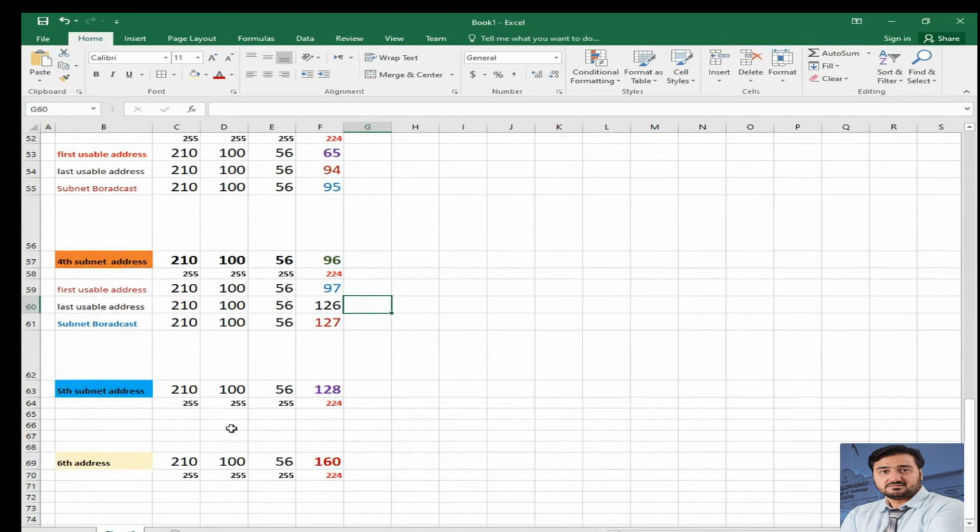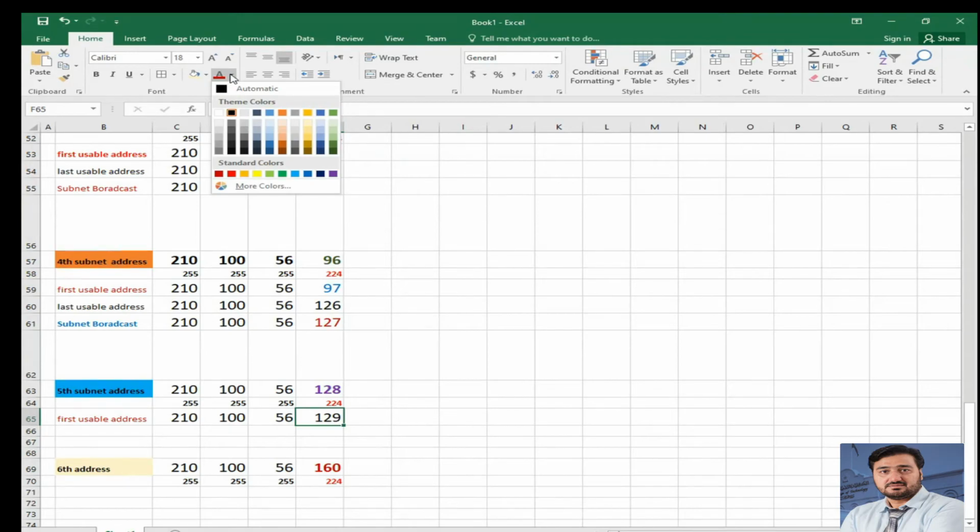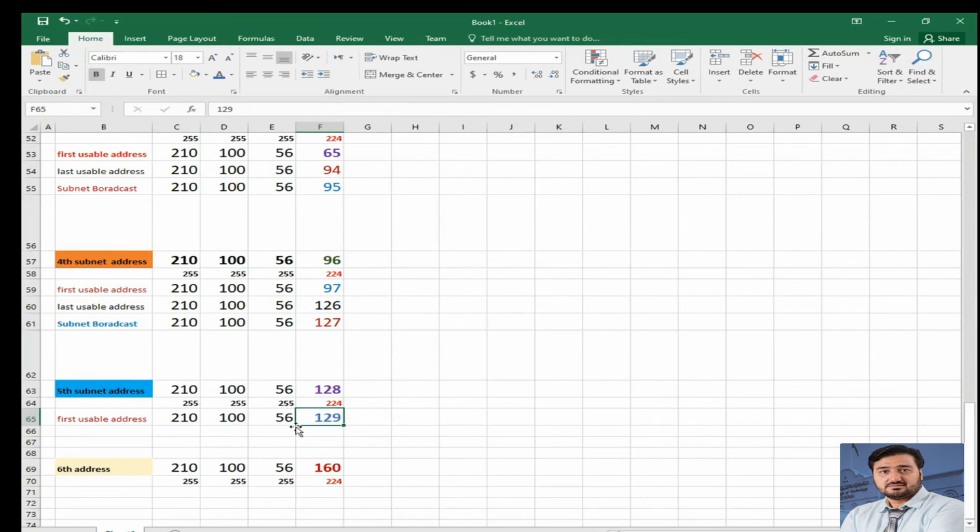Fifth and sixth we can solve now. So what is the first usable address of the fifth subnet? 129. Very good. MashaAllah, this is the response I need. It means you are understanding. Alhamdulillah, you people are very intelligent, mashallah.